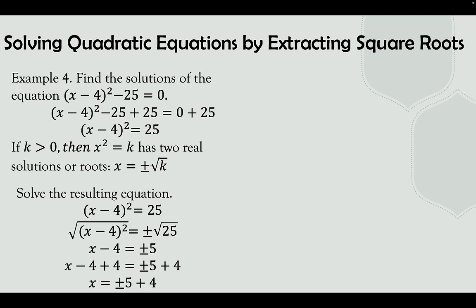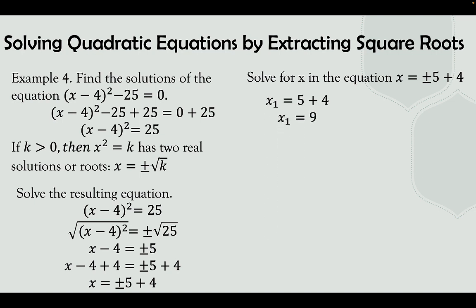So we have two solutions for this one. We have x equals positive or negative 5 plus 4. For x sub 1, we just need to find 5 plus 4, that is equal to 9. And then for x sub 2, we have negative 5 plus 4, which is negative 1.